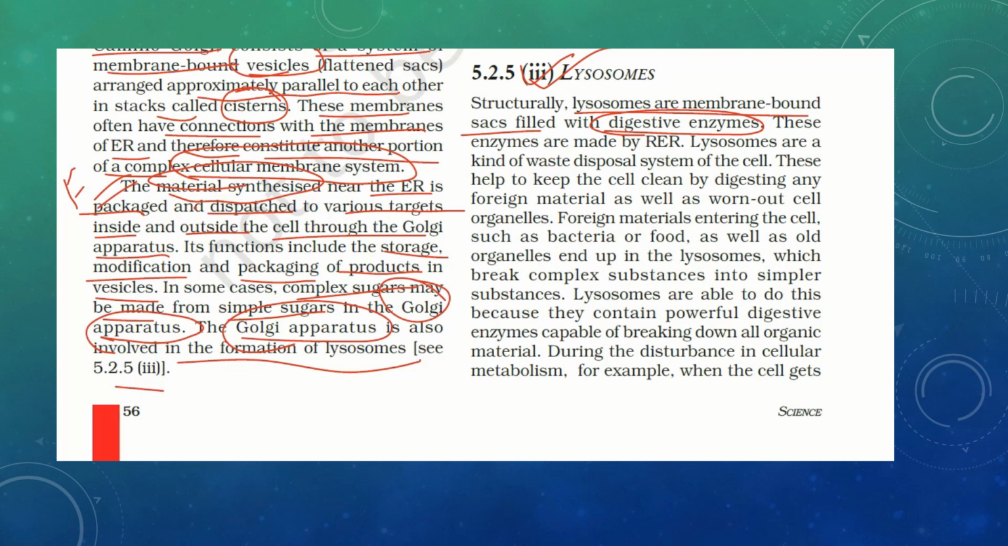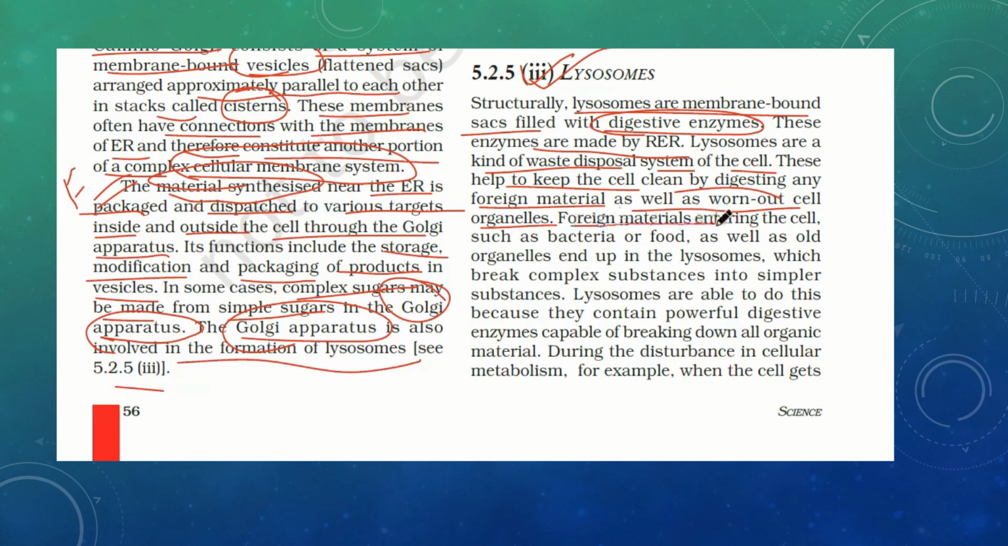Now we are here with the lysosomes, which are sacs filled with digestive enzymes, which are made by the rough endoplasmic reticulum. And lysosomes are a kind of waste disposal system in the cell, right? They help in disposing of waste out of the cell. These help keep the cell clean by digesting any foreign material as well as worn out cell organelles. Whatever foreign materials enter the cell and act as waste are digested in the lysosomes by the digestive enzymes. So this is one of the important functions.